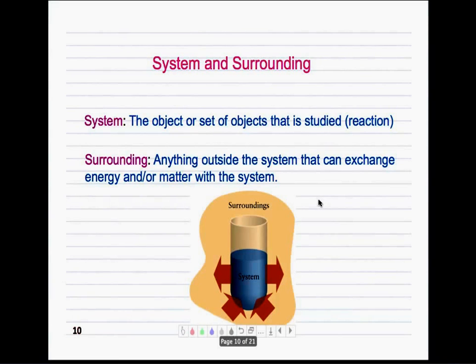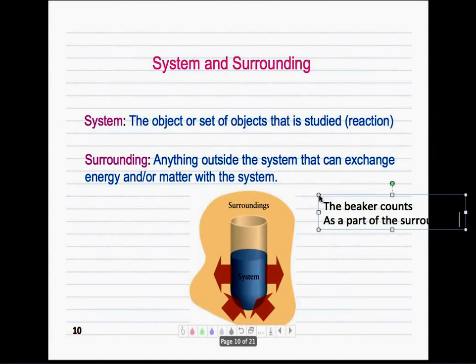So the system is what we're studying, whether it is a reaction, water we're heating, ice we're melting, water we're evaporating, anything, that's the system. But anything else is the surrounding. So in other words, if I have water in this beaker and I'm heating it up, the system is the water. This room is the surrounding. The beaker is the surrounding. Anything else around the water is the surrounding. The only thing that is the system is the water that I'm heating.